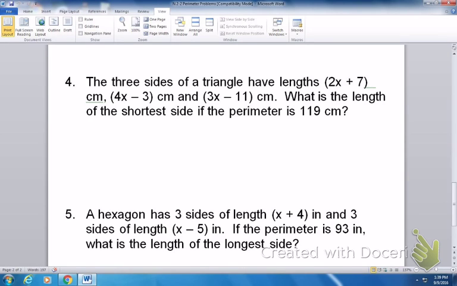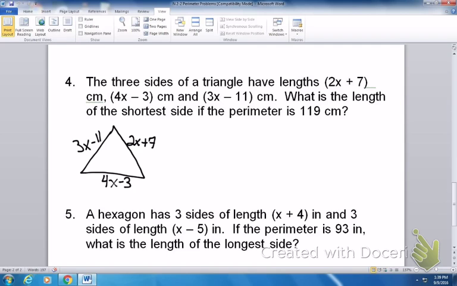It says the 3 sides of a triangle have lengths 2x plus 7, 4x minus 3, and 3x minus 11. So I'm going to go ahead and draw my triangle. And I'm going to put those equations on each side. I have 2x plus 7. I have 4x minus 3. And I have 3x minus 11. It then says what's the length of the shortest side if the perimeter is 119 centimeters.